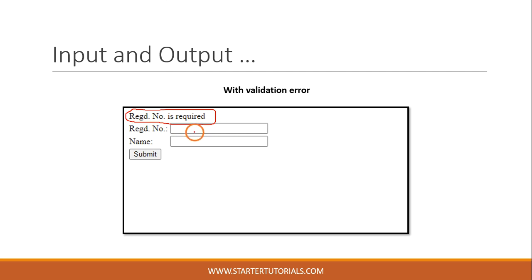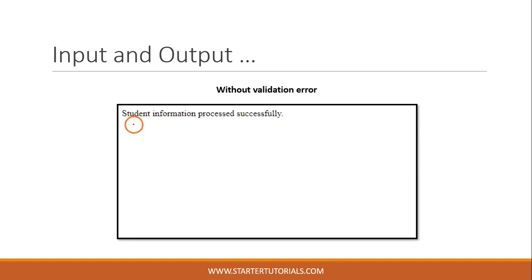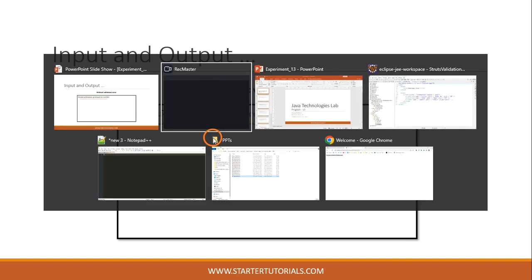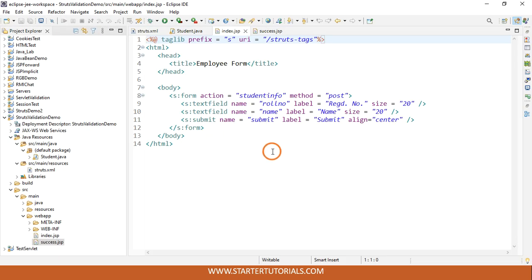Okay, if the user does not give any register number, the error message will be displayed like this. In case the user gives a valid register number, it will say student information processed successfully. Okay, so let's see the demonstration. I have already created a project called Struts validation demo.